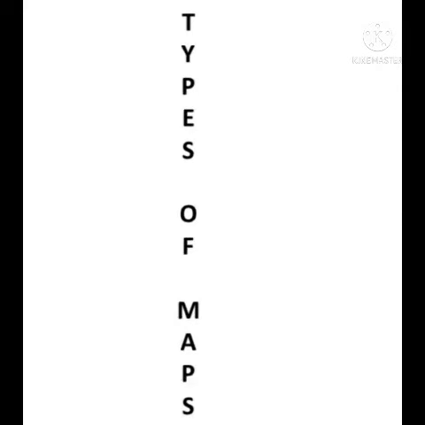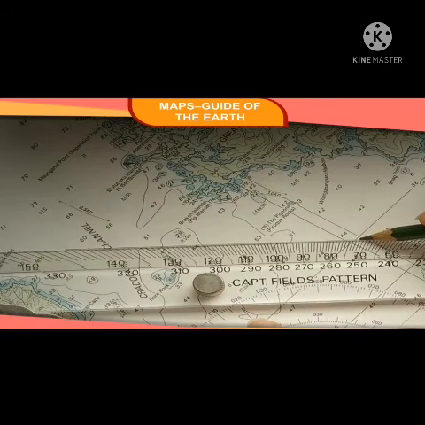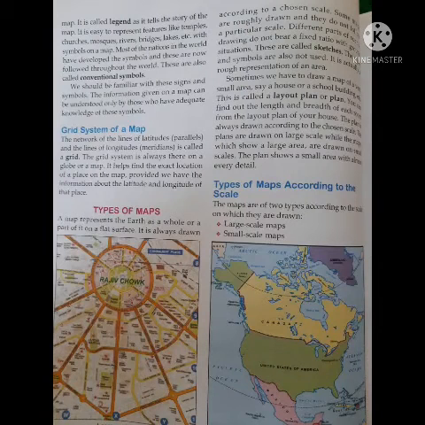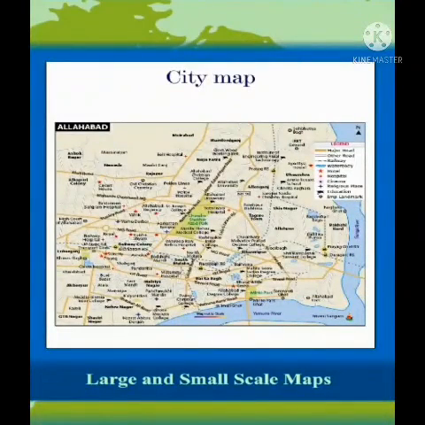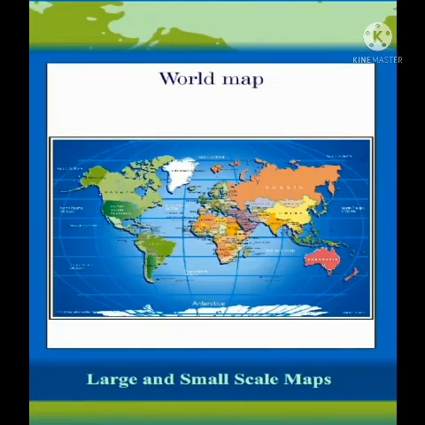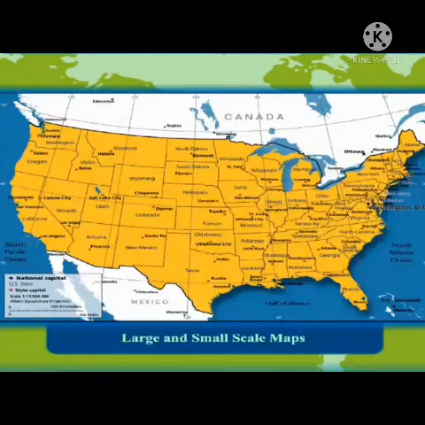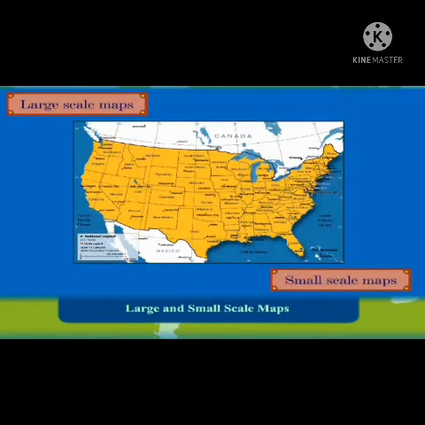Types of maps according to the scale. Each map may be drawn of different size. Often a book page is used to show a city but can also be used to show the world on the basis of the size of the area drawn and the scale of the map. Maps are classified into two types, namely large scale maps and small scale maps.